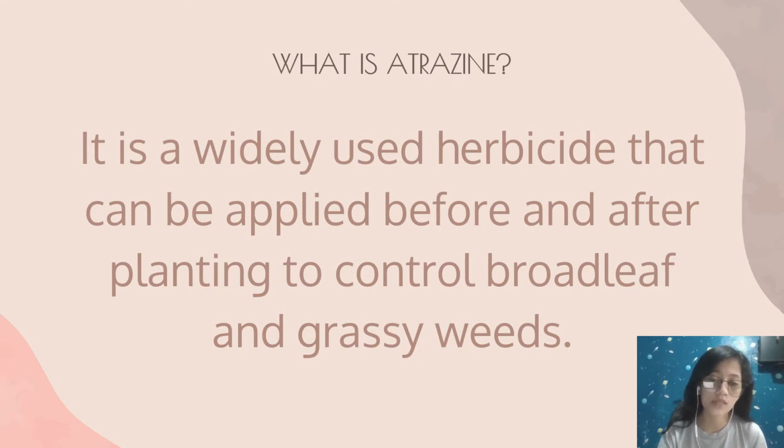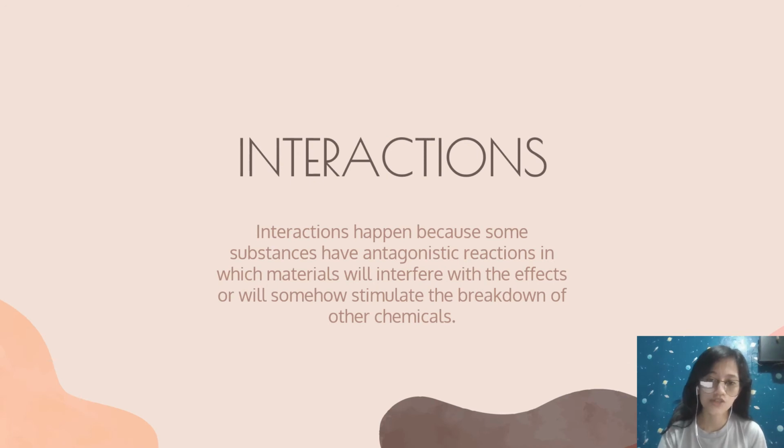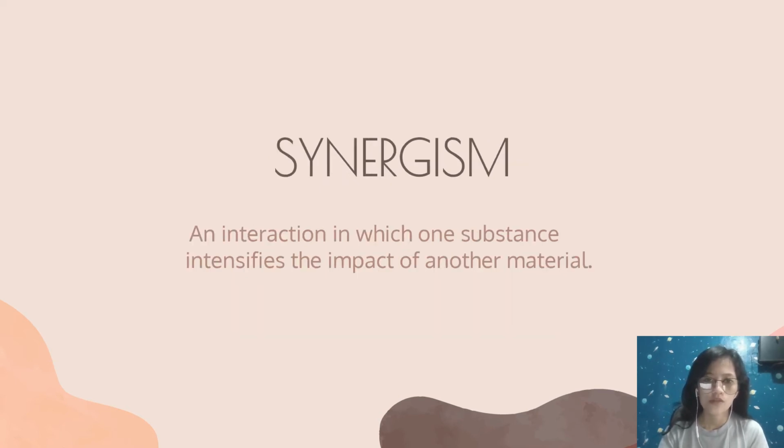So next topic is the interactions. Interactions happen because some substances have an antagonistic reaction in which materials will interfere with the effect or will somehow stimulate the breakdown of other chemicals. So synergism is an interaction in which one substance intensifies the impacts of another material. Synergism is when two or more agents or structures work together in order to accomplish a goal quicker than they would on their own.